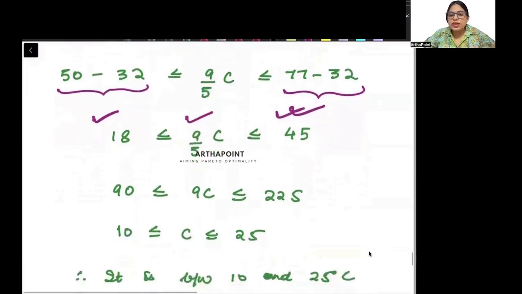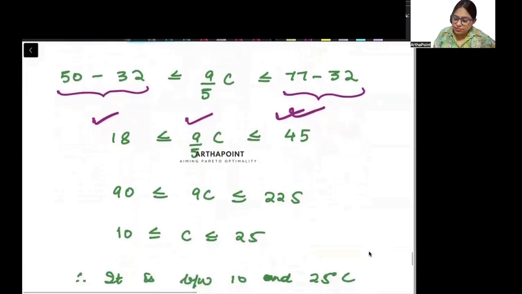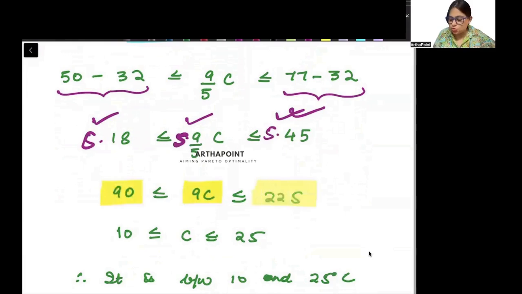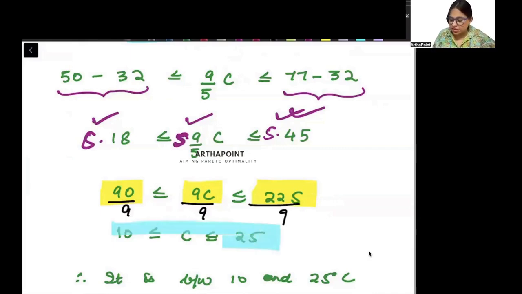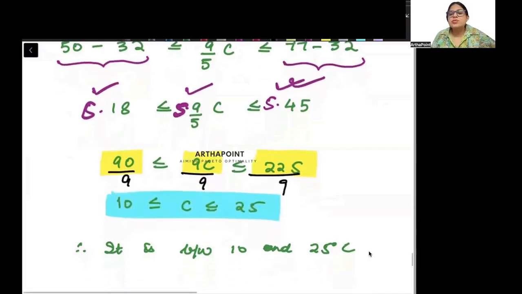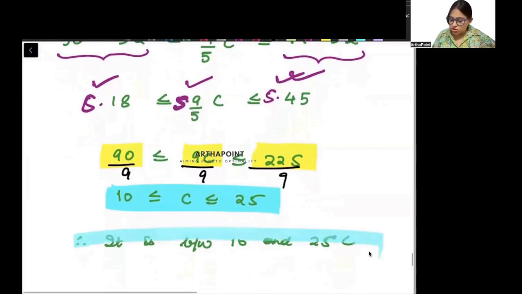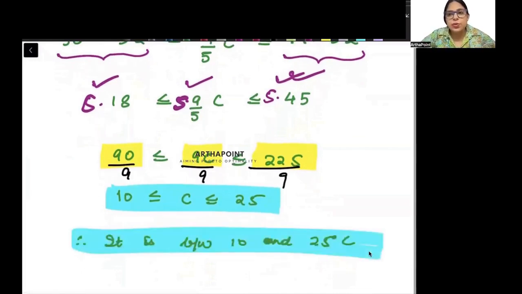Right? Now what I have done, I have gone ahead and multiplied with 5 on all sides. So 5 into 18 is 90. Here I will get 9C and here I will get 225. Right? Then I have divided everywhere by 9. Right? So I will get C is between 10 to 25. So in terms of Celsius, the temperature is between 10 and 25 degree. And that is the answer to this question. Okay, beta. Thank you.